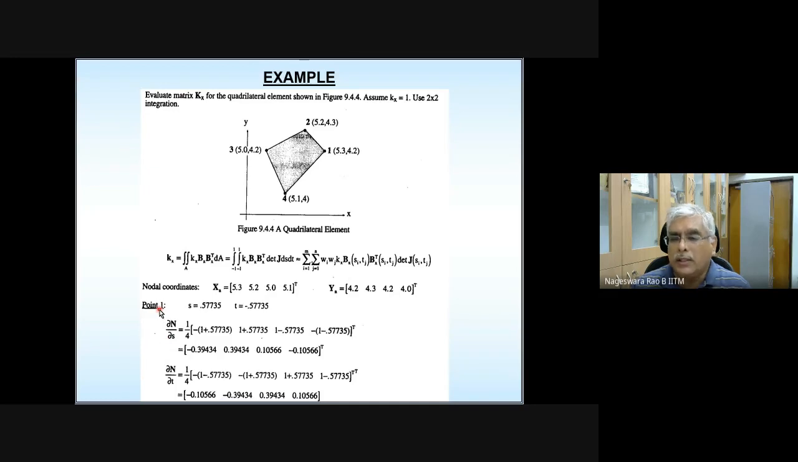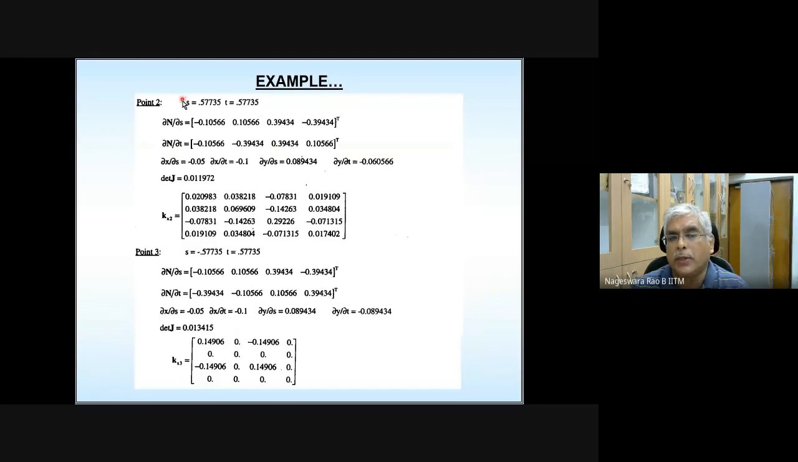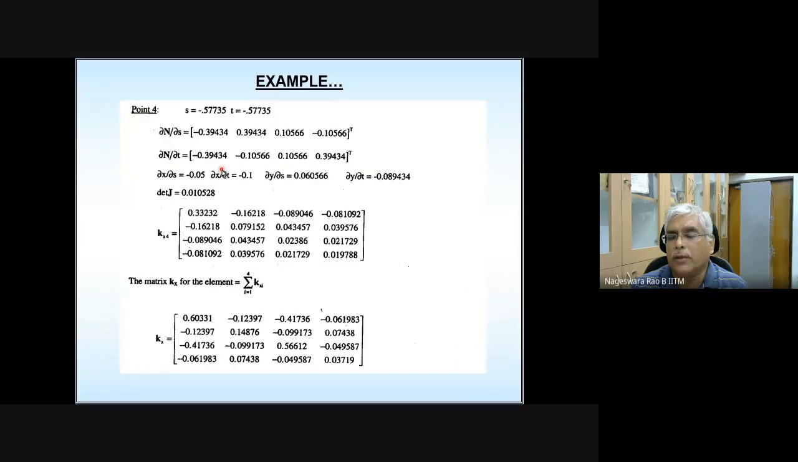Point 1, integration point 1, what are the coordinates, and evaluate all the quantities. You see, so much calculation is required at one point. But if you do coding, all this can be done in a split second, in a few microseconds or nanoseconds, if you do proper coding. So this is at integration point 1, then integration points 2, 3, and 4, and sum it up. You get the total value of that integral.